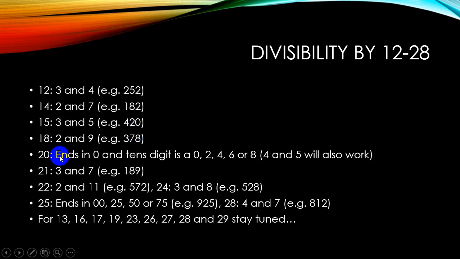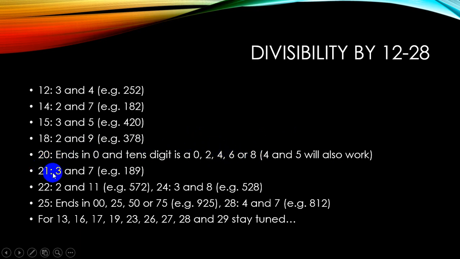Now 20, that's pretty easy. It has to end in a 0, and then you look at the tens digit, and the tens digit has to be 0, 2, 4, 6, or 8, so it has to be even. Also, you could check for divisibility by 4 and 5, but I think this first method is a bit easier.